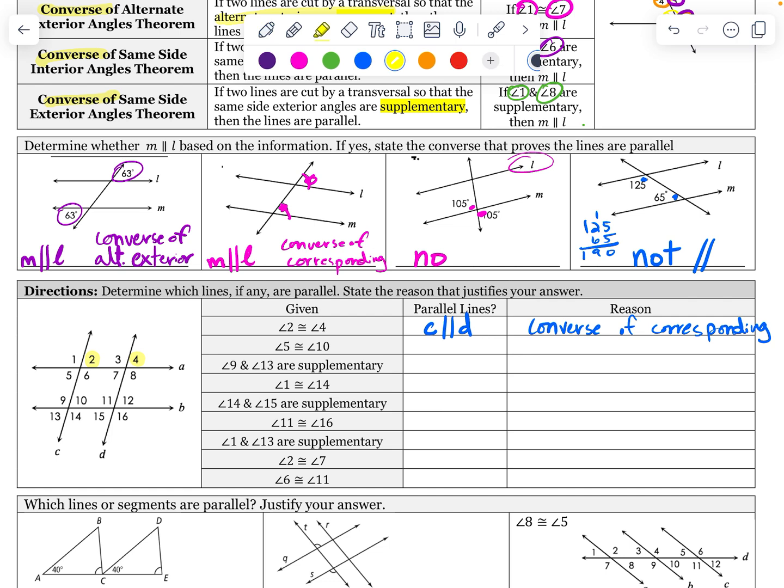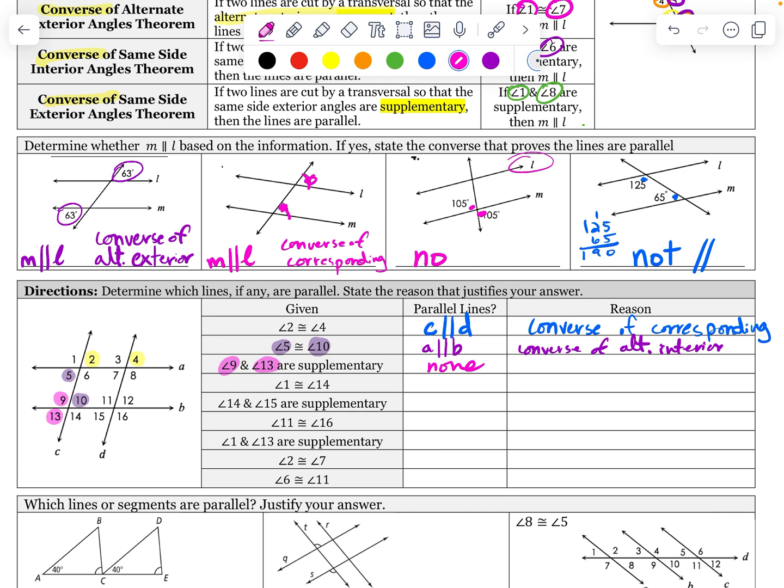All right, now I've got 5 and 10. 5 and 10 are congruent. Those are alternate interior, and they're inside A and B. So that means A is parallel to B. Converse of alternate interior. Nine and 13 are supplementary. Nope, that doesn't help me any. Those are linear pairs, so that doesn't do anything for me here. Can't prove things are parallel with a linear pair.